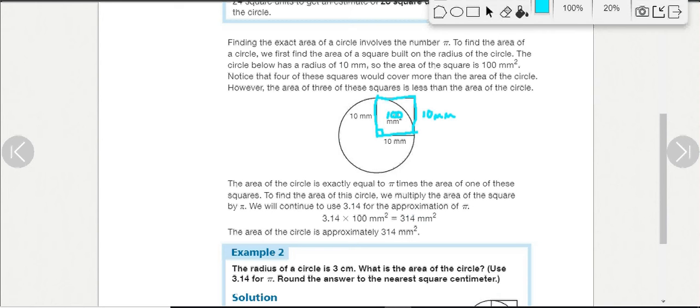However, the area of 3 of these squares is less than the area of the circle. If I did this again, and did it again, the area of all those squares put together would be less than the circle. But 4 would, of course, be more. The area of the circle is exactly equal to not 3, but not 4, 3.14 times the area of one of these squares.